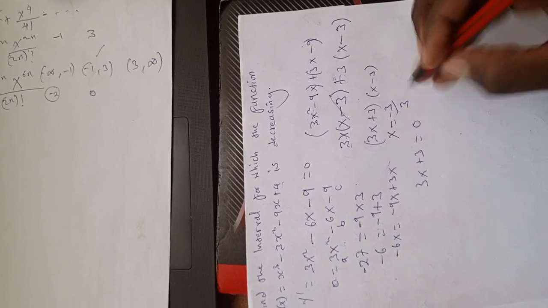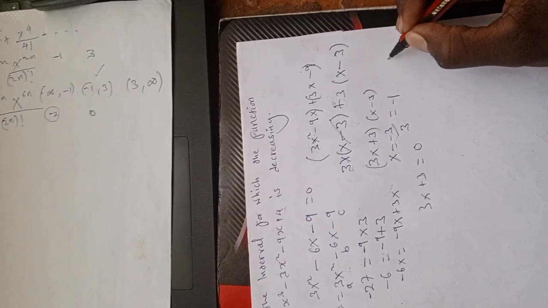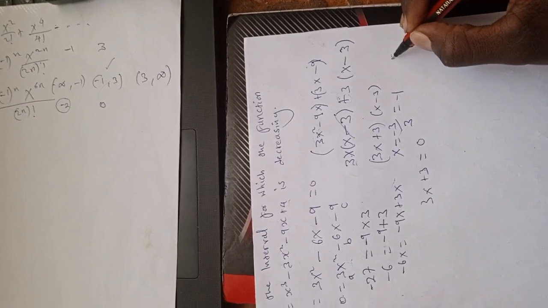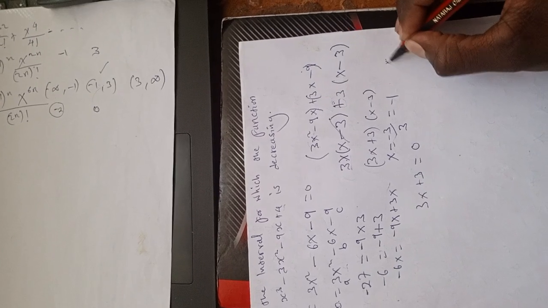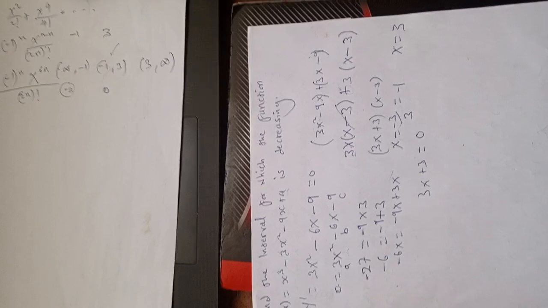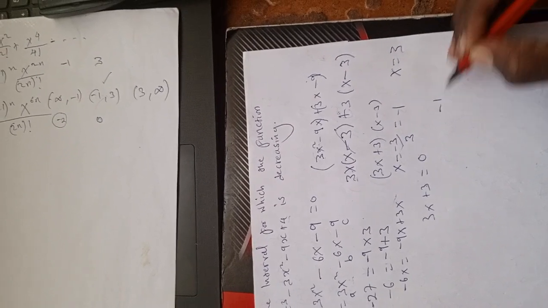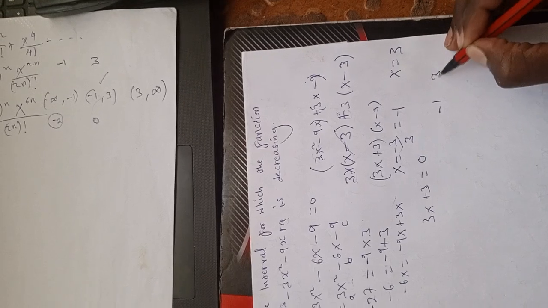3 divided by negative 3, I'm going to get negative 1 for x. For the second part, I'm having x equal to 3. So I have two critical points. I have a critical point at negative 1 and I have a critical point at 3.